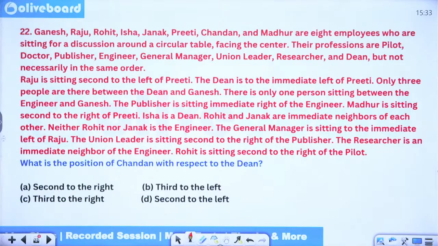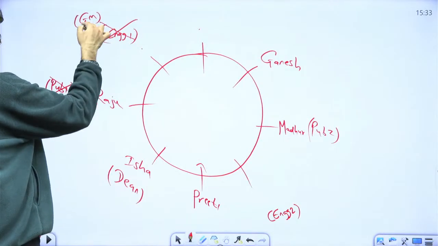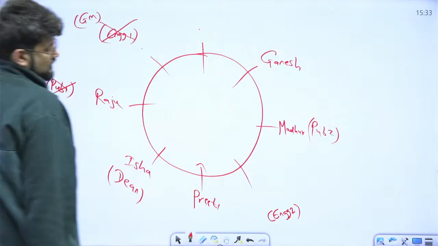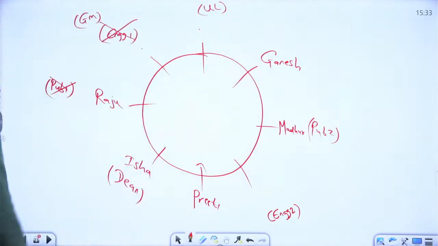General manager is sitting to the immediate left of Raju. This is Raju, so this is general manager now. Either Rohit or Janak. Union leader is sitting second to the right of the publisher. Now we know where is the publisher. So second to the right is the union leader. Either Janak or Rohit is the union leader.